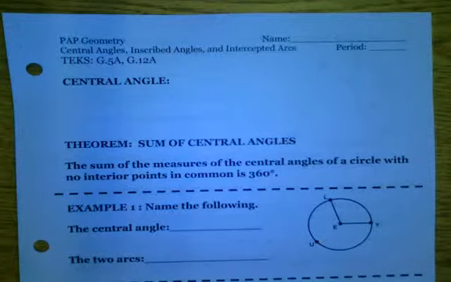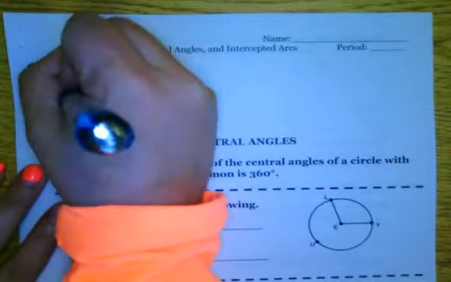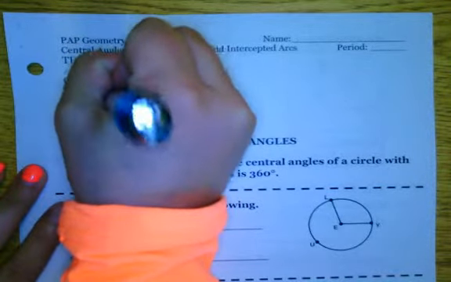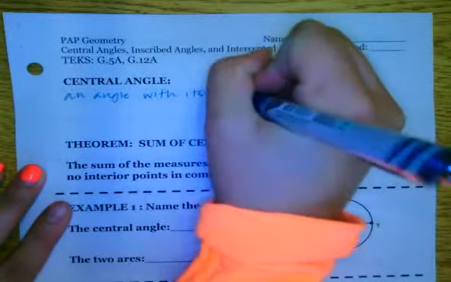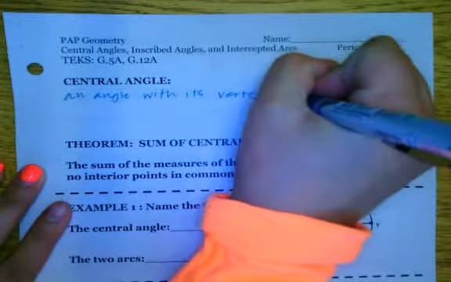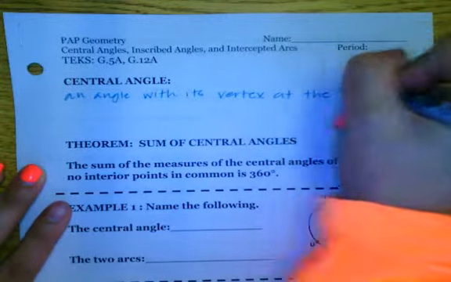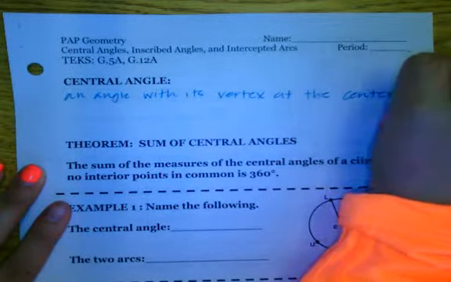Who remembers what a central angle is? Very good. Okay, an angle where the vertex is at the center. So an angle with its vertex at the center of the circle.